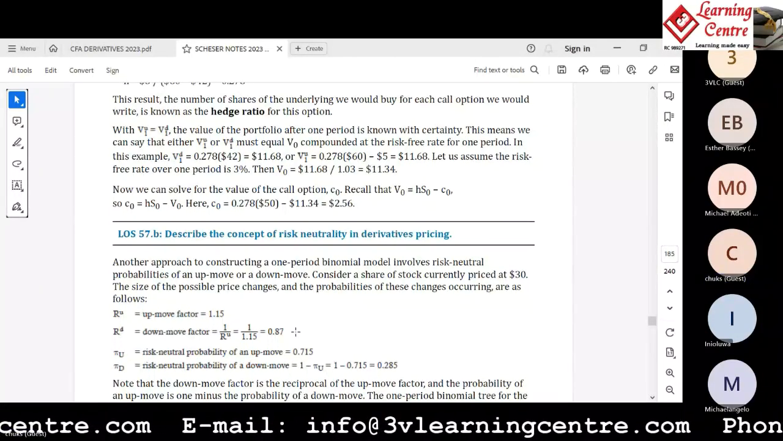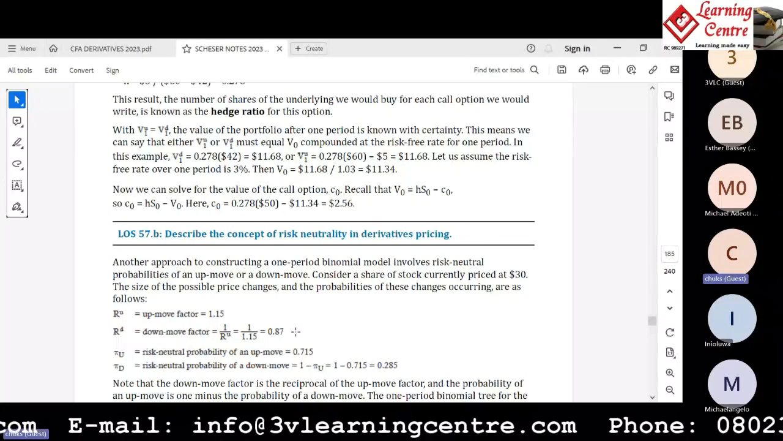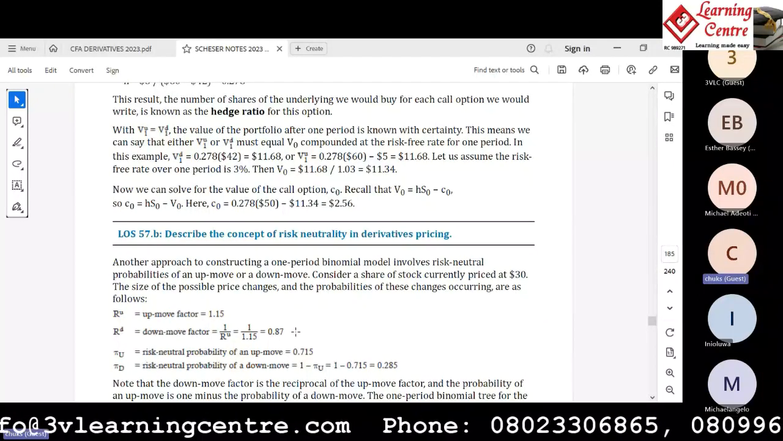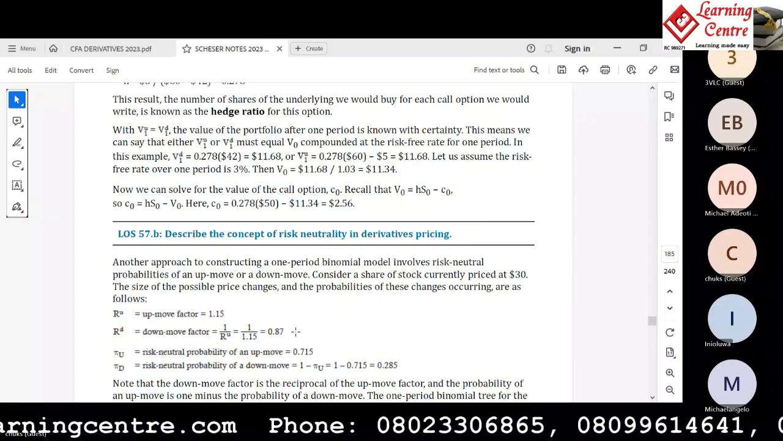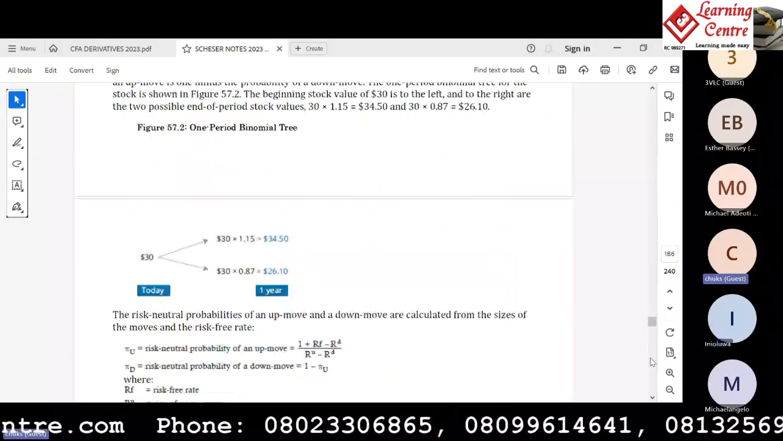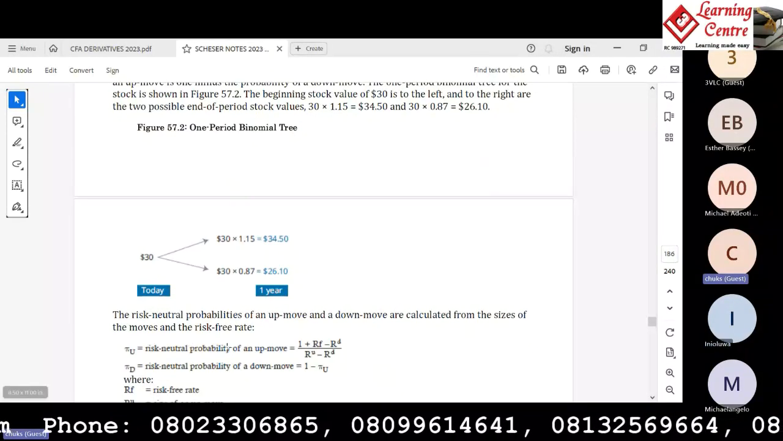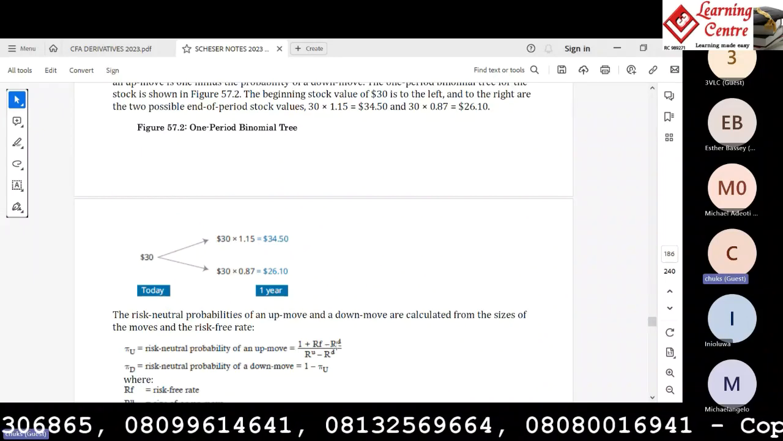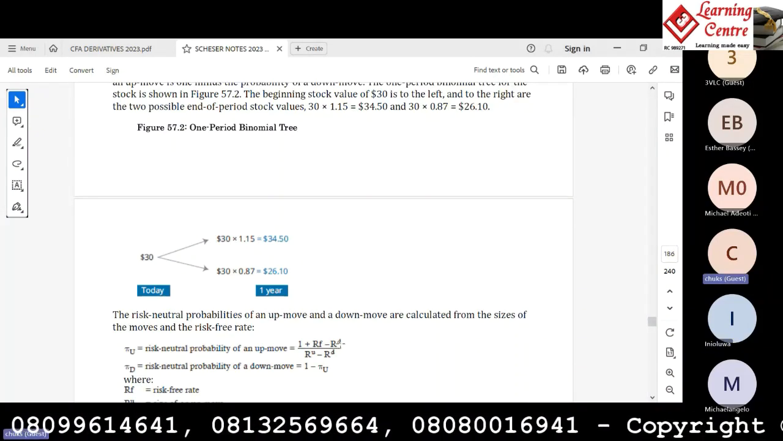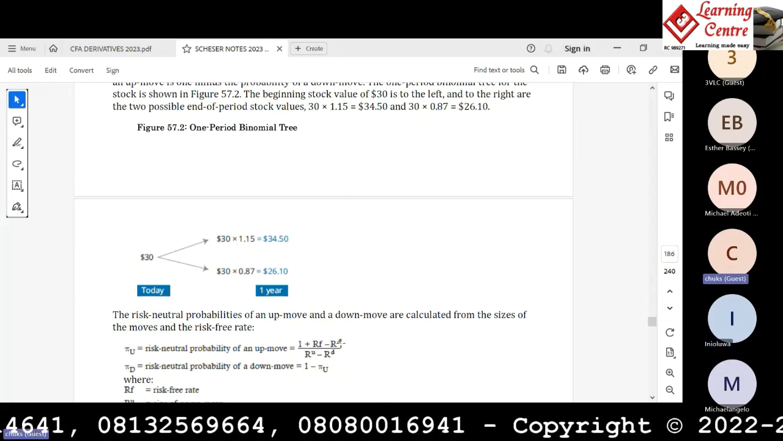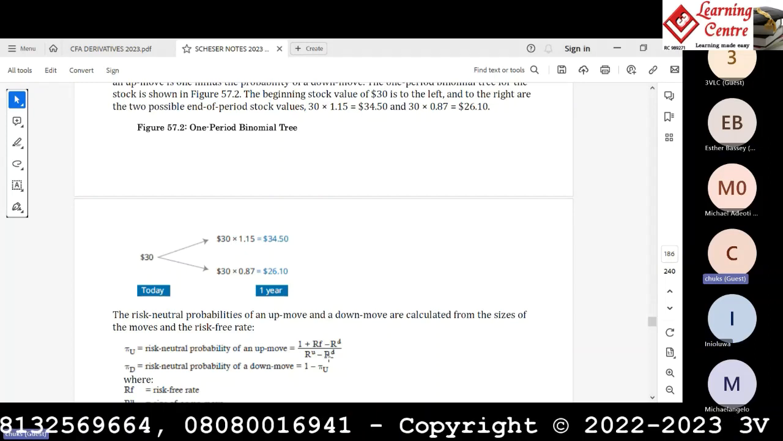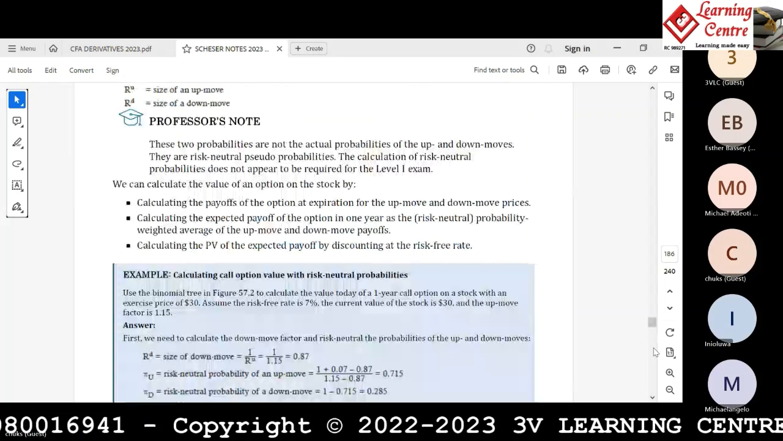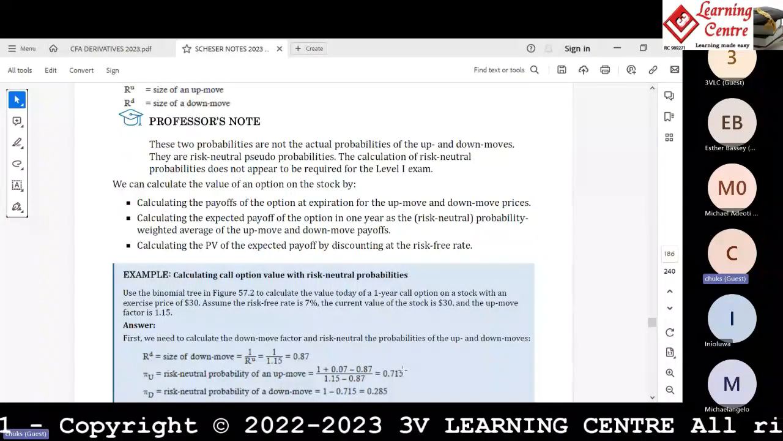We have those two. But what we did not have was the probability of it going up or the probability of it coming down. We needed to calculate them. The formula we're given here is the risk neutral probability of an up move, which is 1 plus the risk-free rate minus the downturn, which we have calculated, 0.87, divided by the 1.15 minus 0.87. This calculation gave us a probability of 0.715, which is basically 71.5%.